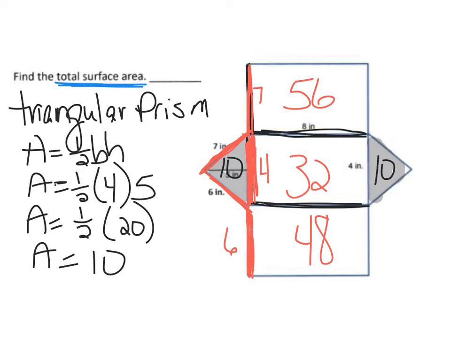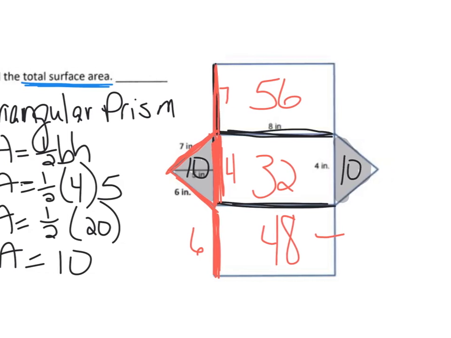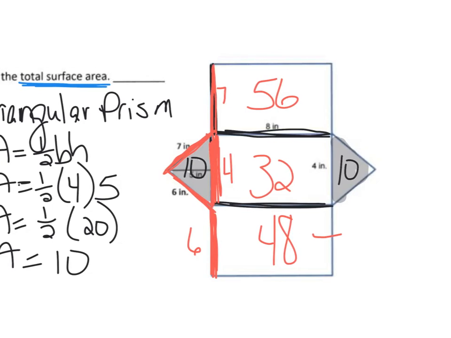So now all we have to do is what? Add them up. So let's go ahead and add them up. So we have 56 plus 32 plus 48. So 6 plus 2 is 8 plus 8 is 16. So 5 plus 1 is 6 plus 3 is 9 plus 4 is 13. So that would be your lateral.